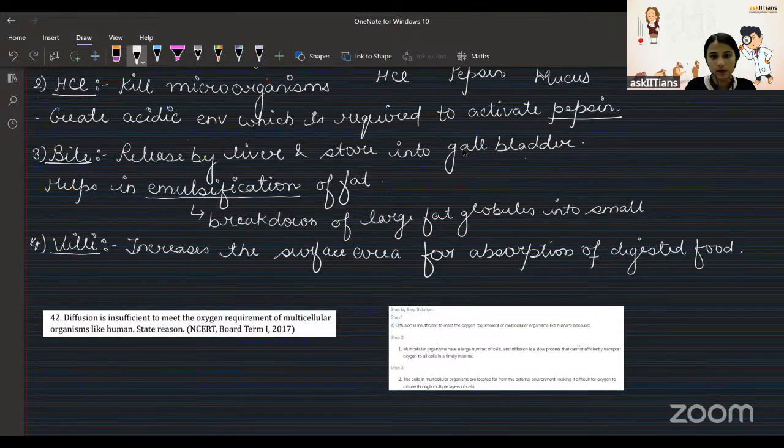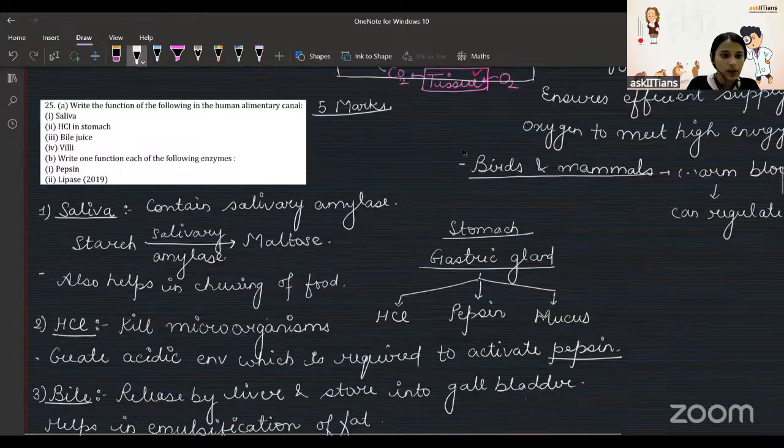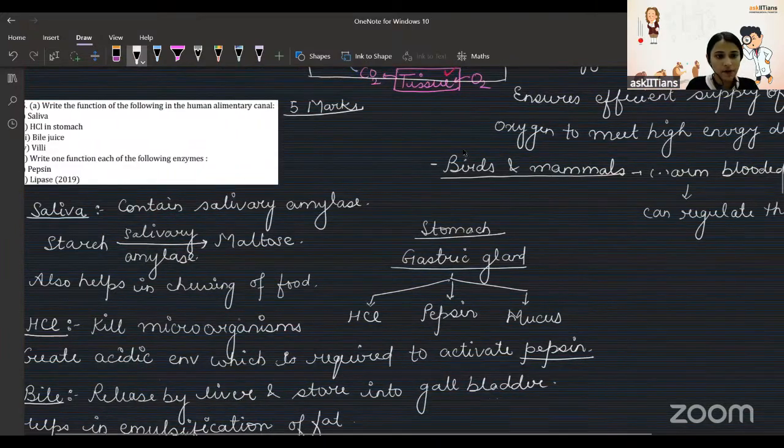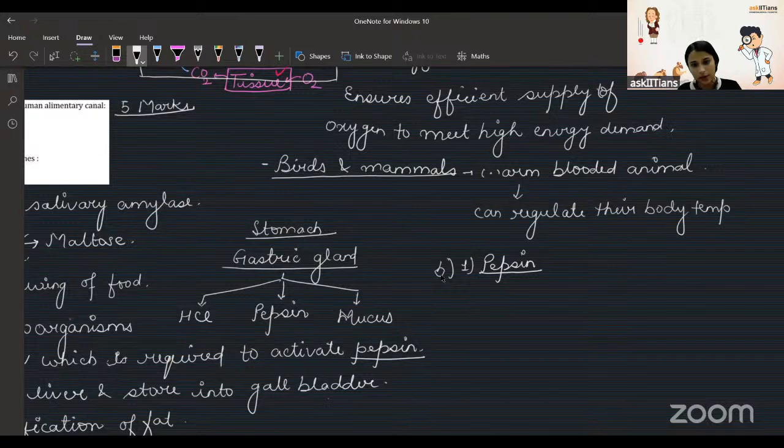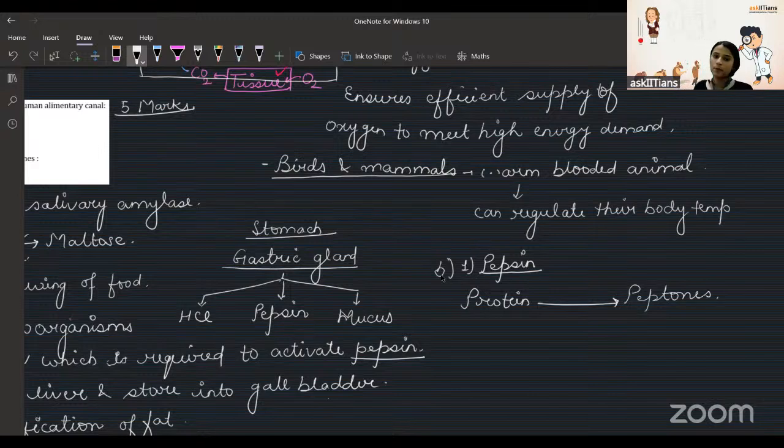Now, B part is: write one function of each of the following enzymes. The first one is your pepsin. And we know this pepsin is released by the gastric glands present in your stomach. This is basically a protease enzyme. It helps in the breakdown of protein into small peptides that we call peptones. So it breaks proteins into peptones.